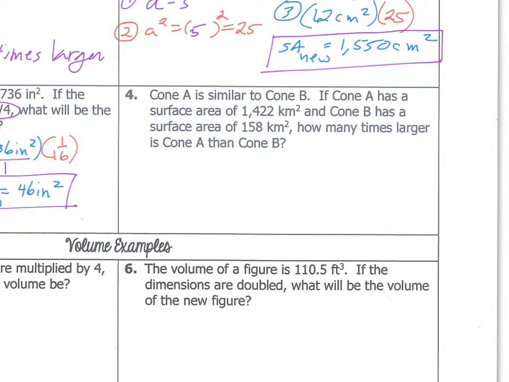So can't we do what we did yesterday and take A squared? Why am I doing A squared and B squared? Because it's surface area. So A squared is 1422, and B squared is 158. What are we going to do now? Well, let's find what A to B is. Won't that give us our scale factor? Right? So let's see if we can simplify 1422 over 158.